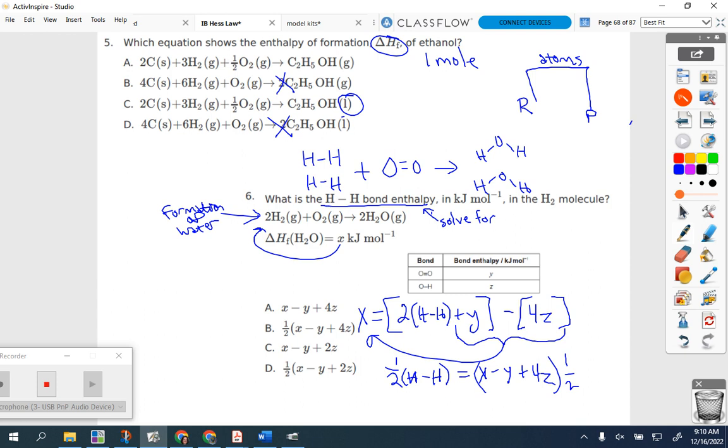Yes, Braden. Yeah, I moved X over here. I flipped it. Sorry, I set it up so that I would have the thing I'm solving for on the left because that's just how my brain works. But I could have rewritten this as X minus Y plus 4Z equals 2HH, right? And then divide by 2. The bracket is just how I separate out the reactants and the products when I'm starting so that I know that it has to be minus this whole thing. It's just, again, how my brain works. You don't have to write it like that.